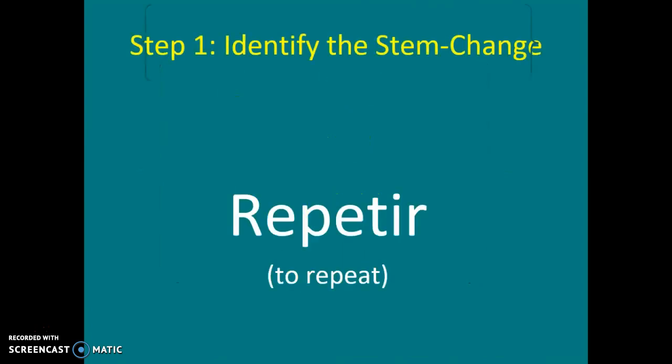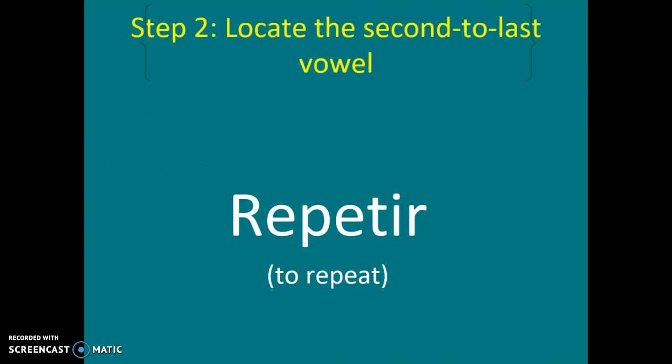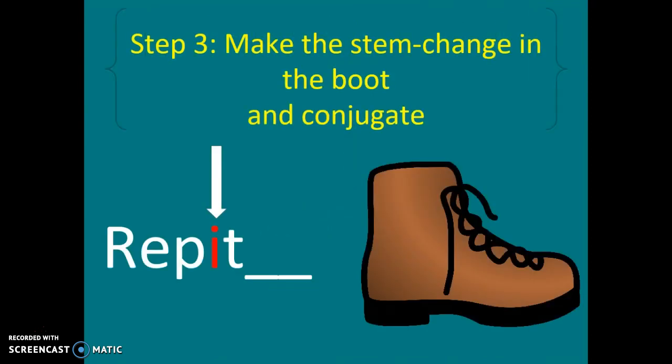Let's try another one. All right, I'm giving you the verb repetir. Identify the stem change. Is it E to IE, E to I, U to UE, or O to UE? It is an E to I stem change verb. That means one of those E's is going to change to an I, but which one? So locate the second to last vowel, and that is the one you're going to change. So it's going to be that one. So it's going to change from E to I in every conjugation other than if it's outside the boot.